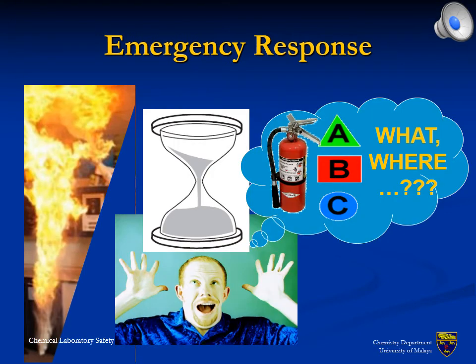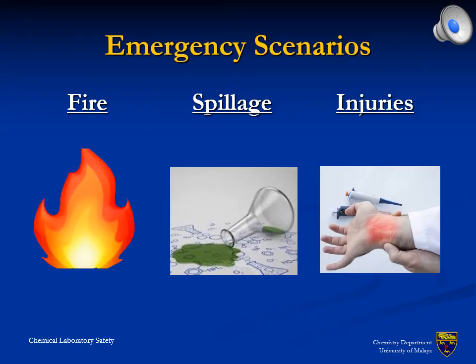In case of an accident, rational thinking is typically limited. Panic may affect the vision, so that the location of essential safety infrastructure can become invisible. Because of this, it is important to familiarize yourself with the lab and its infrastructure prior to any operation, so that there is no need to search, because you already know where to find everything. Common emergency scenarios in a chemical laboratory involve fire, spillage and injuries.